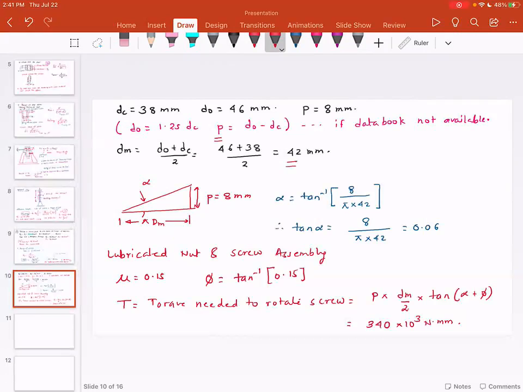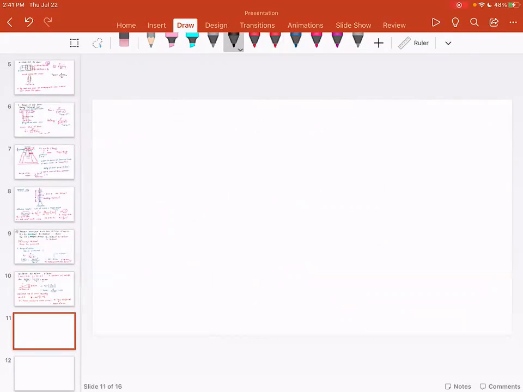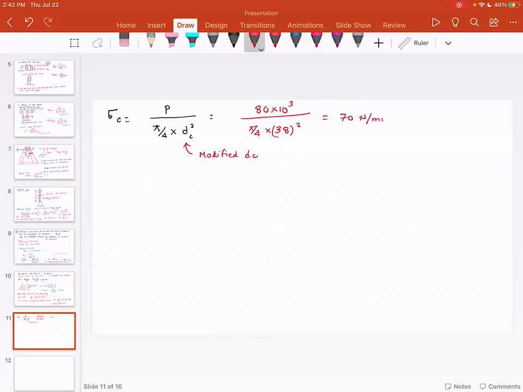Now the next part is, let's find out the direct load or direct stress, P divided by pi by 4 D_c square. Now please recognize what we have done is we use the exact same equation to find out a rough value of D_c, and we use that as a guideline and modified it. So now what we need to do is we need to use the modified value of D_c, not the original value. So that is going to be 80 × 10^3 divided by pi by 4, D_c is 38 square. That gives you 70 Newton per millimeter square.